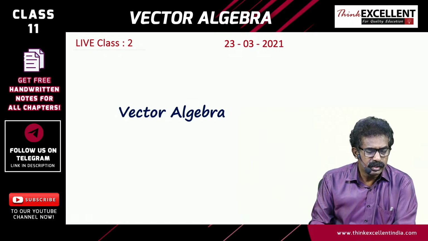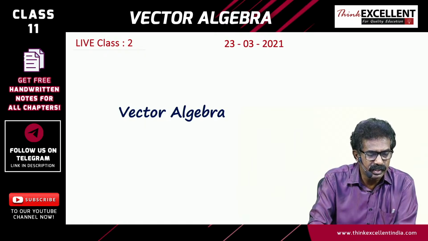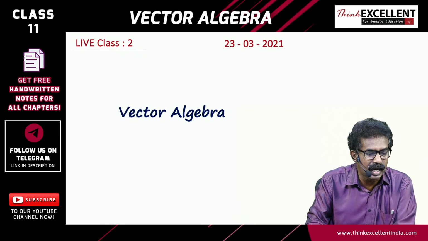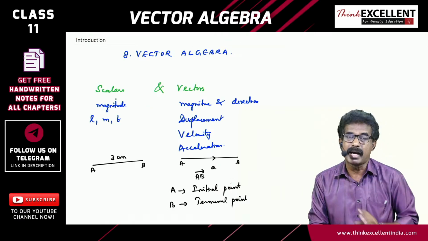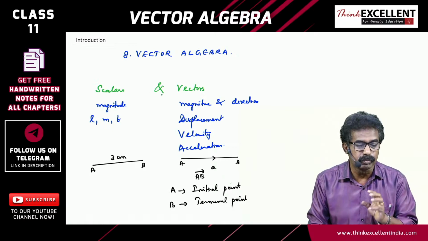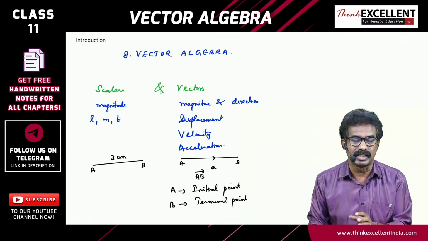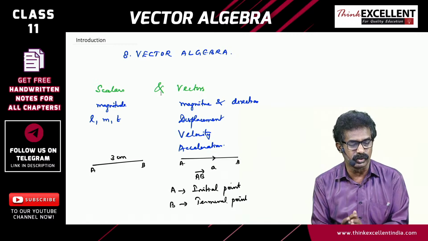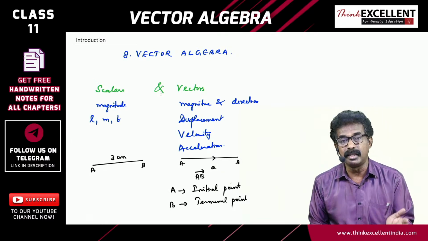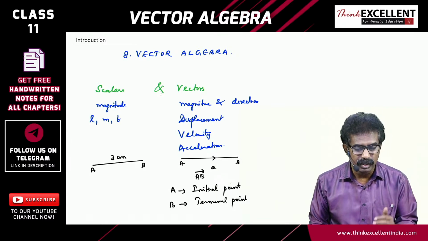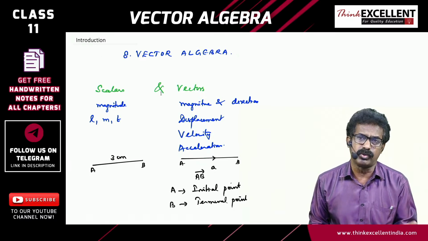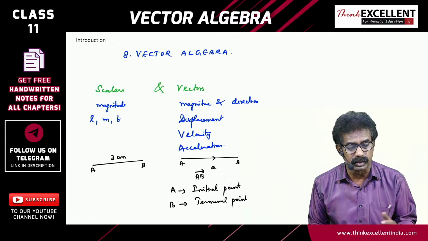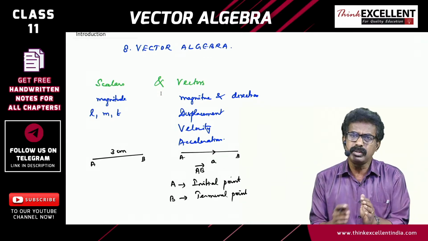So first, what is the difference between vectors and scalars, right? You know, scalars have only magnitude, but vectors have both magnitude and direction. Distinguish scalars and vectors. Examples: length, mass, time, all of these are scalars, and displacement, velocity, acceleration, force, moment, all these are what? Vector quantities, right? Then how to represent a vector?